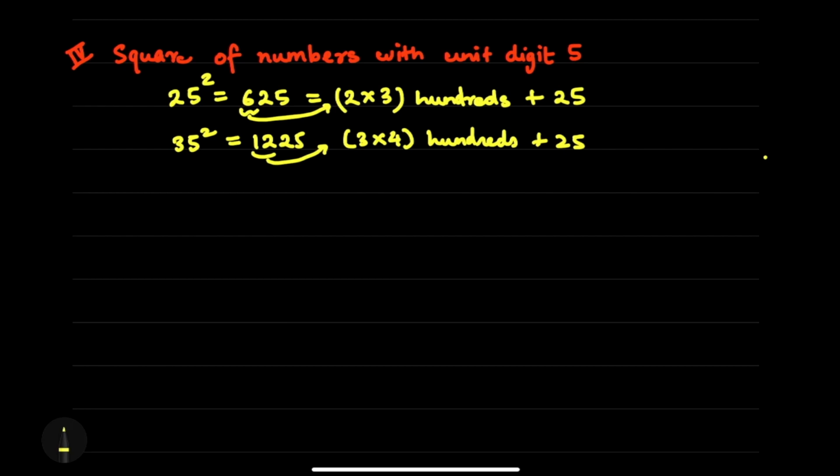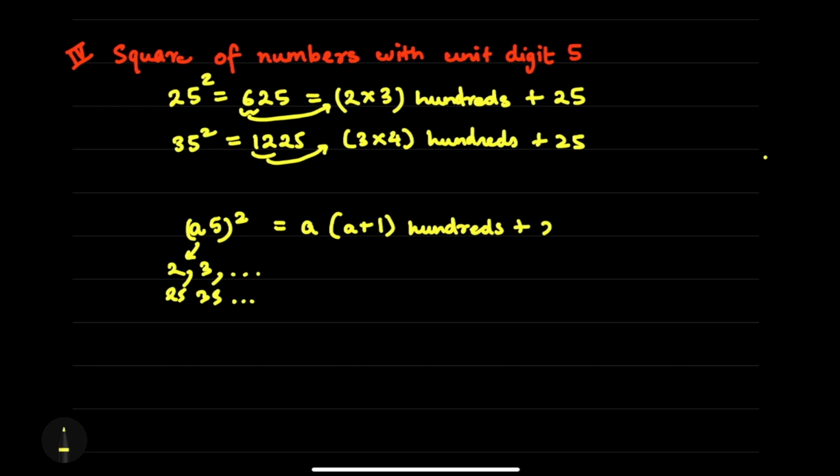So this gives us a very simple formula which can be used for any kind of square with unit digit 5, and that formula is, we'll take a5 whole square. Here a can be anything from 2, 3 and so on, and then we have 5. So this whole number would become 25, 35, etc. So a5 square can be written as a, that is 2, into a plus 1, which is 2 into 3, hundreds, and then we add 25 to it. So this is a quick formula to find that out.